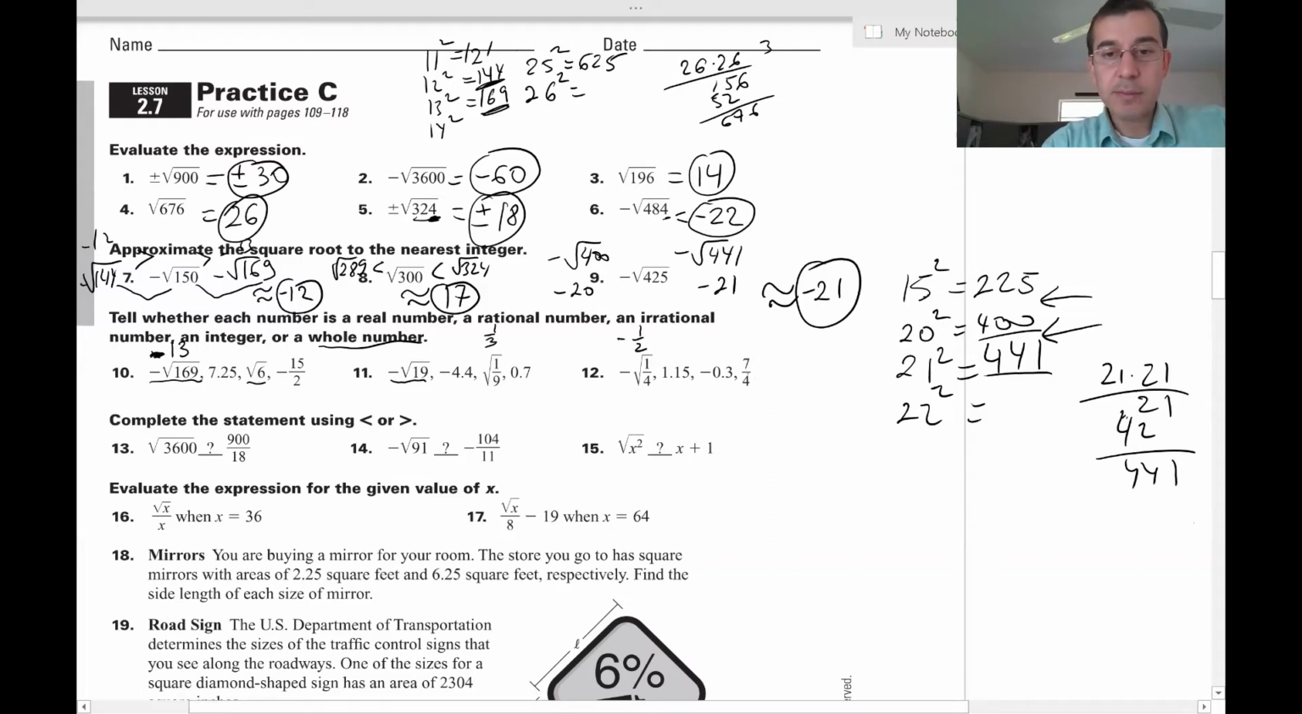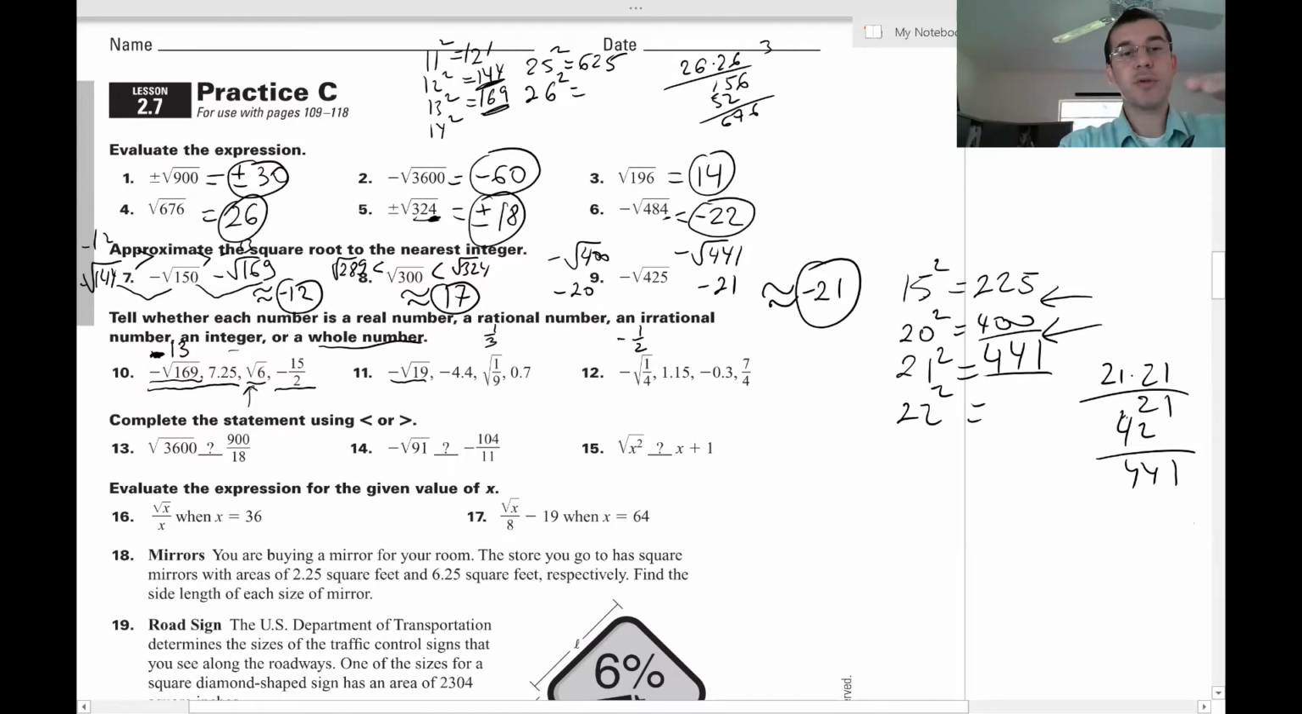Okay, they're all decimals. So next is real numbers. All of them are real numbers. All the numbers in 10, 11, and 12 are real numbers. Then rational, irrational numbers. So rational numbers here are minus 13 or minus square root of 169, 7.25, and minus 15 over 2. Square root of 6 is not a rational number. That is an irrational number, okay?